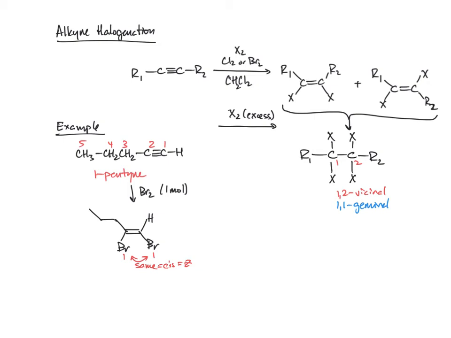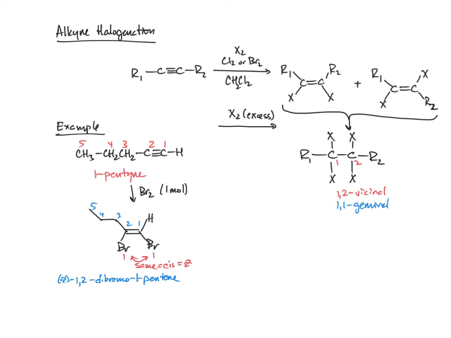So let's just go ahead and name this so we get practice doing that. 1, 2, 3, 4, 5. So it's a pentane chain. We have an alkene at the 1 position, so 1-pentene. We have 2 bromines, so we could say this is 1,2-dibromo-1-pentene. And then we can indicate the geometry at the front here by saying Z. So Z-1,2-dibromo-1-pentene.